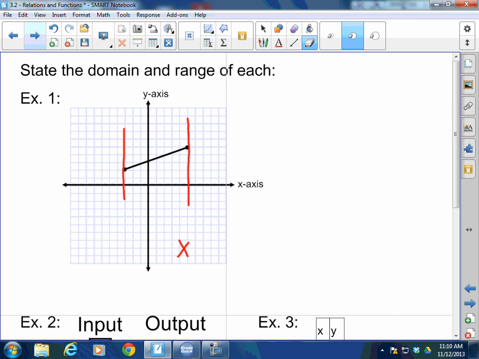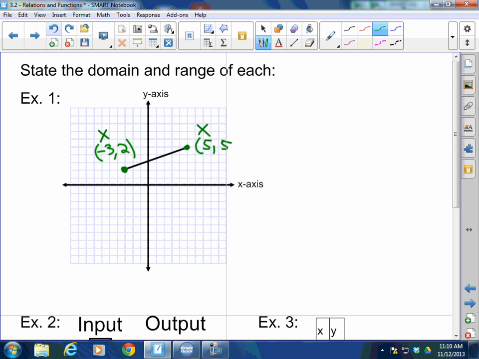Okay, let's think about this, guys. We're going to have to use a little bit of past knowledge. What's the point right here, first of all? What's the ordered pair there? Okay, negative 3, 2. What's the ordered pair here? 5, 5. Okay, guys, isn't this the x and isn't this the x? So aren't all of the valid x values between here and here? Didn't we just have a test on how to write this inequality? How would you write this inequality? x is greater than or equal to, because it was a solid circle, negative 3, correct? And less than or equal to 5. That is fantastic. Very good.